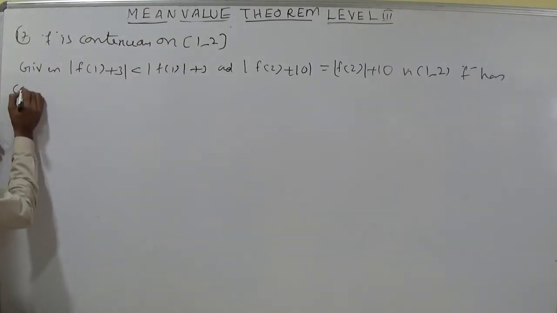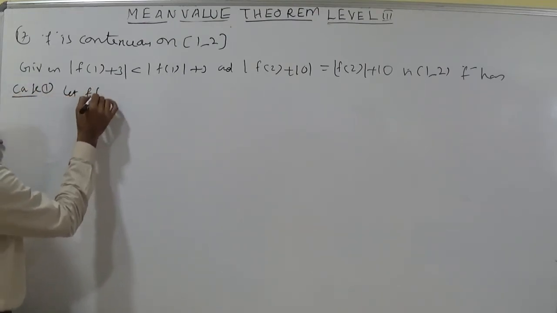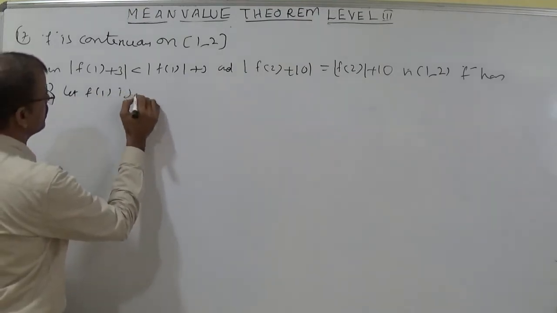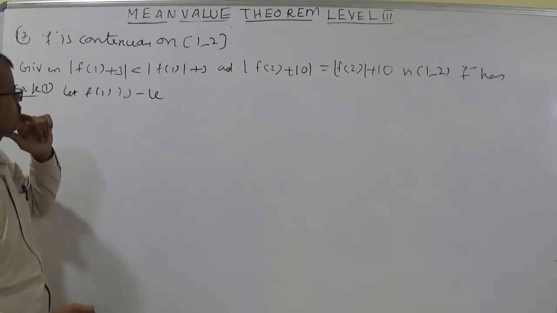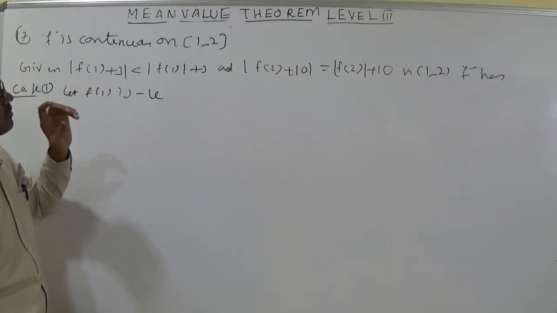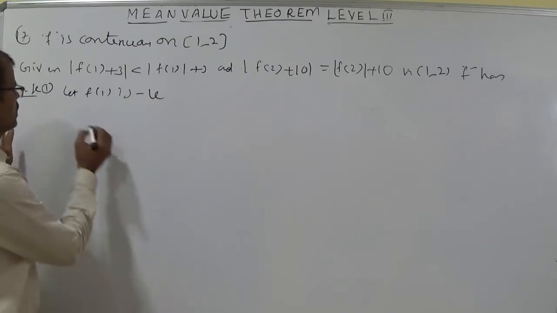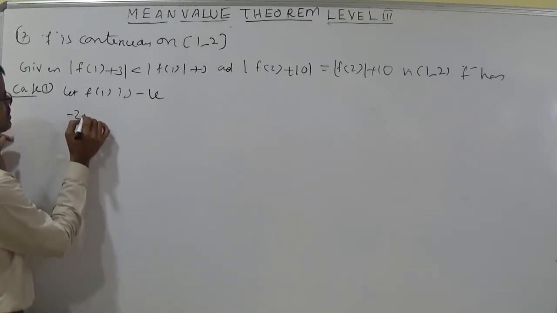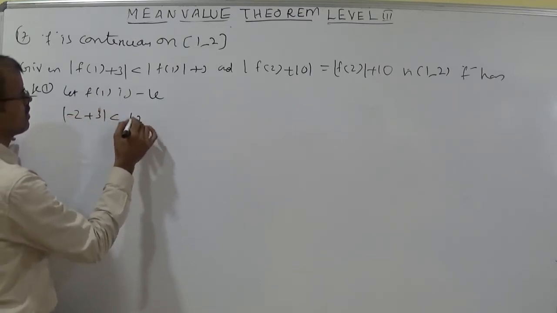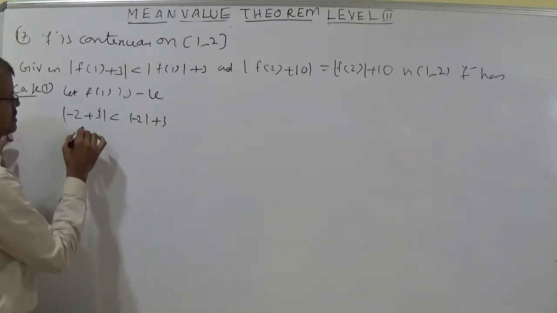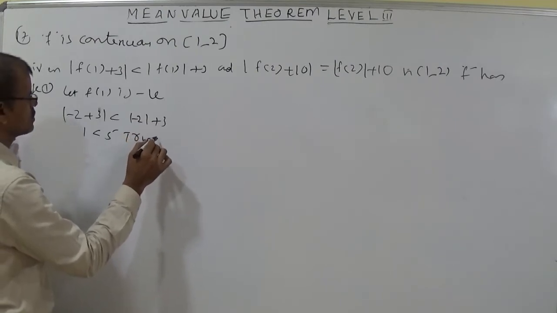Let case 1 I am writing. Let f of 1 be negative. Take this as minus 2. Minus 2 plus 3 becomes 1, which is less than modulus of minus 2 plus 3. Just try to understand. So this is 1 less than 5. True. So f of 1 can be negative.